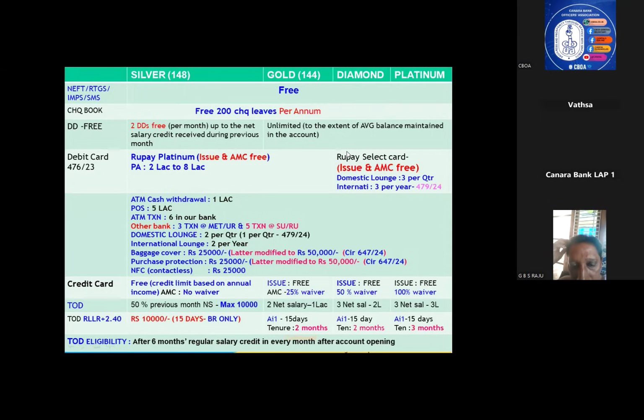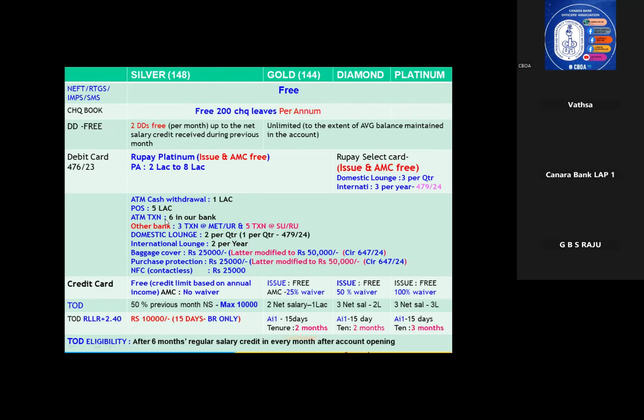First category. For the other 3 categories, the RuPay Select card is given, with issue and AMC free. You can always remember that the debit card issue and AMC is free for payroll package customers. 200 cheque leaves are common for all. Debit card issue and AMC are free for all. ATM cash withdrawal is 1 lakh, POS 5 lakhs.